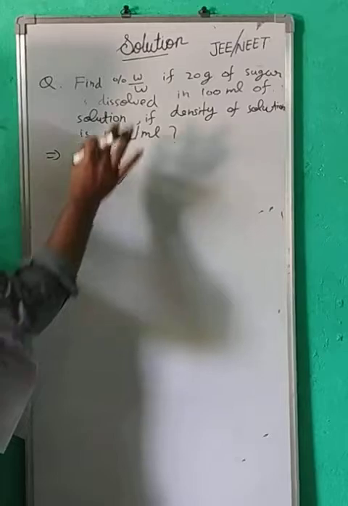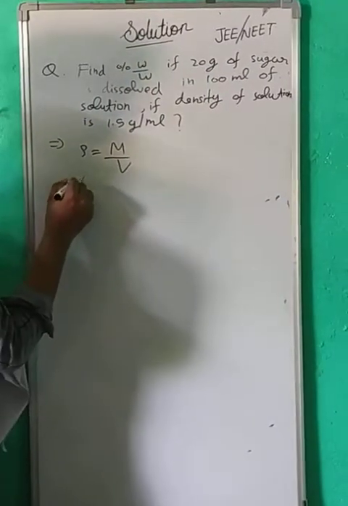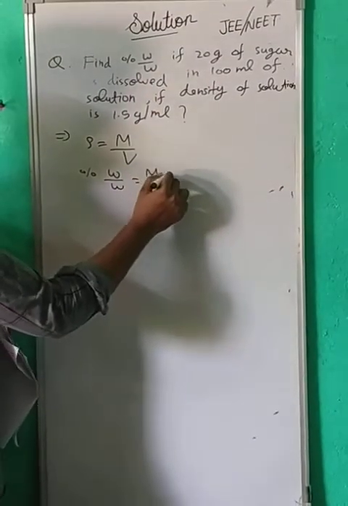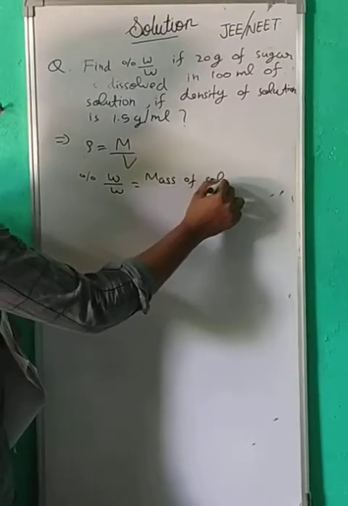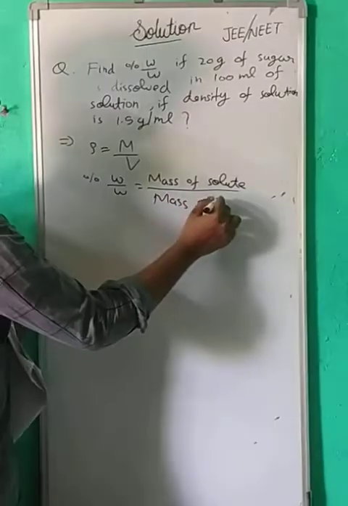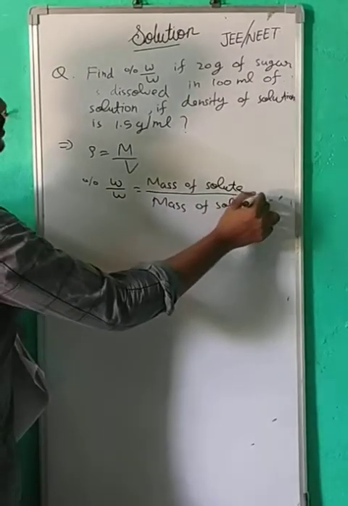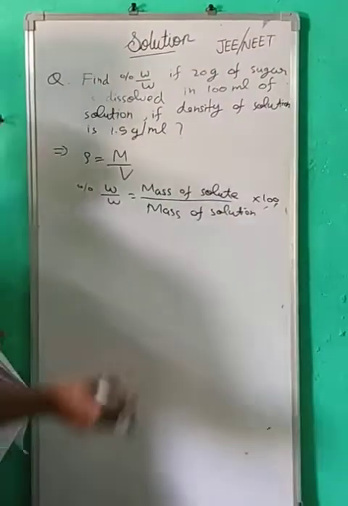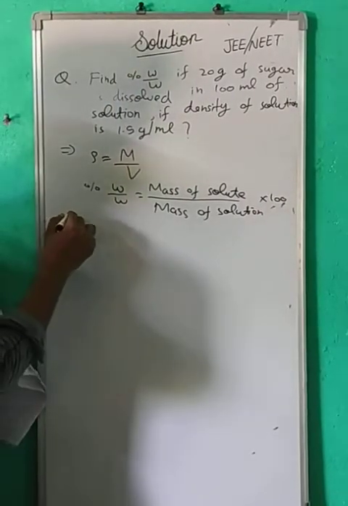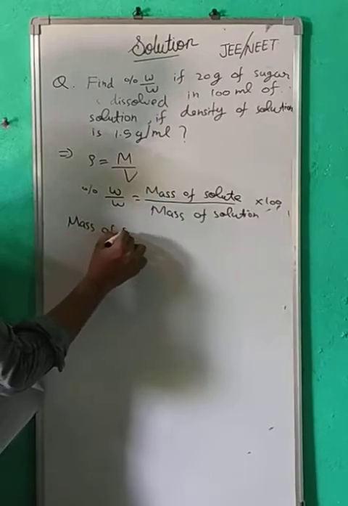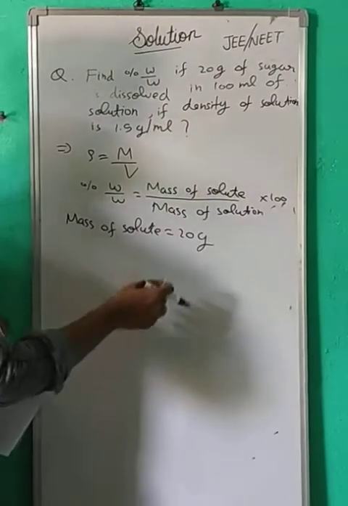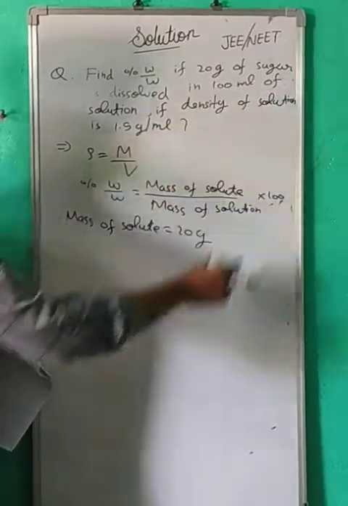First of all, what we have to find? Check it out. We have to find percentage weight by weight. What's the formula for this? Mass of solute upon mass of solution into 100. Okay, this is the formula we have to find. Let us see what is given to us in the question. Okay, 20 gram of sugar, that means mass of solute is given. Mass of solute is how much? 20 gram. Okay. Do we have mass of solution? No. We have been given volume of solution.